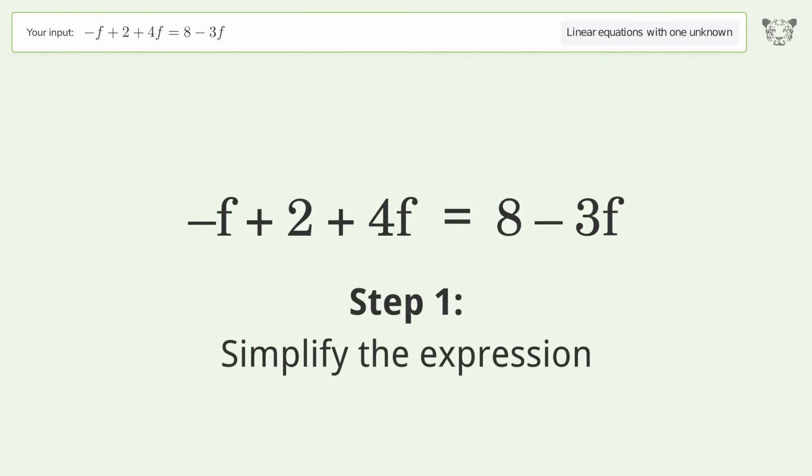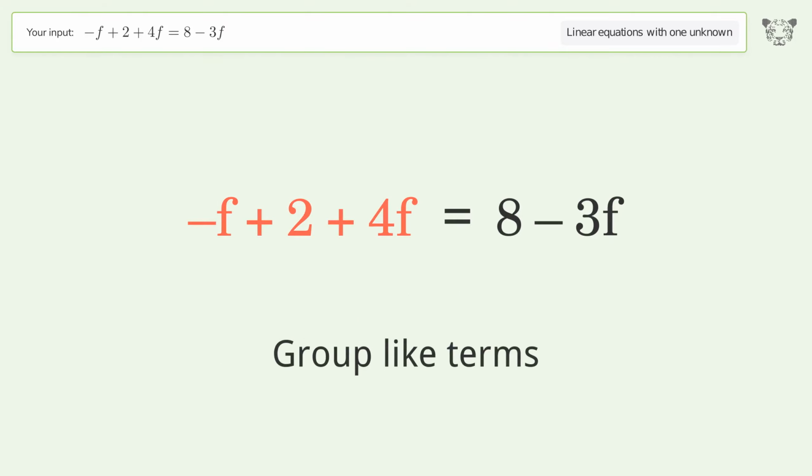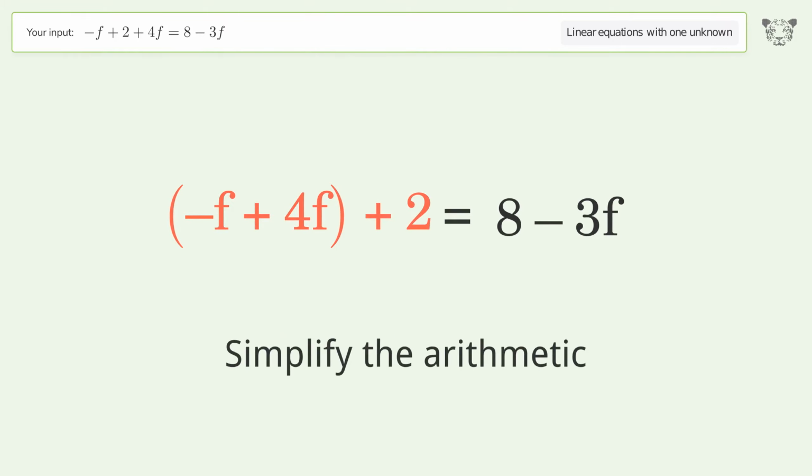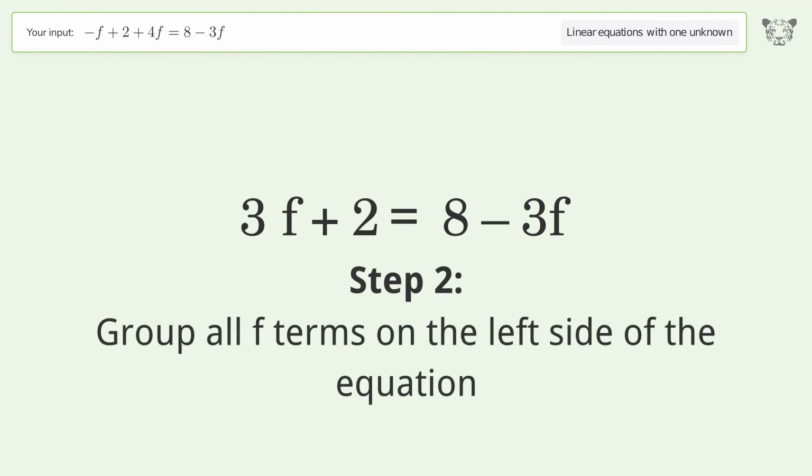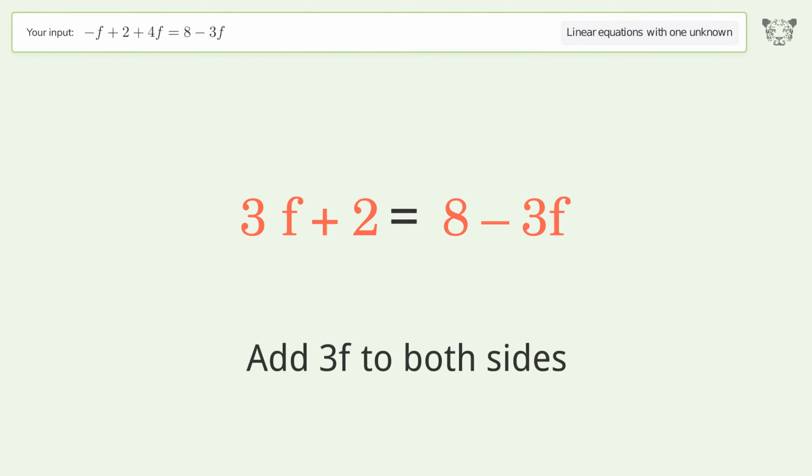Simplify the expression. Group like terms. Simplify the arithmetic. Group all f terms on the left side of the equation. Add 3f to both sides.